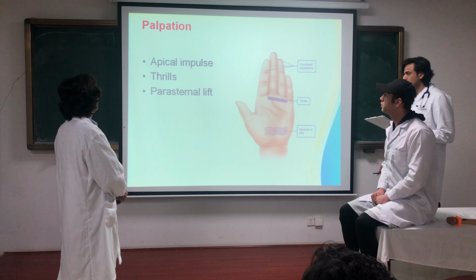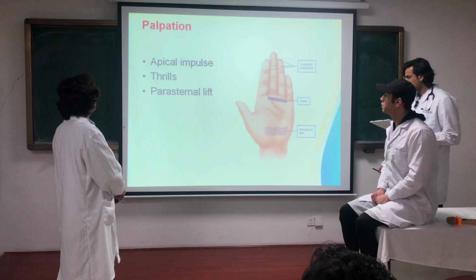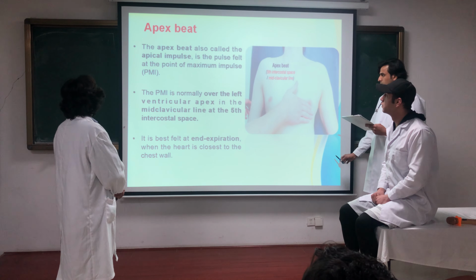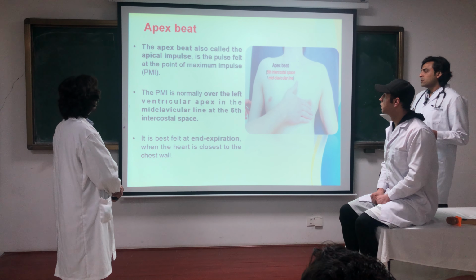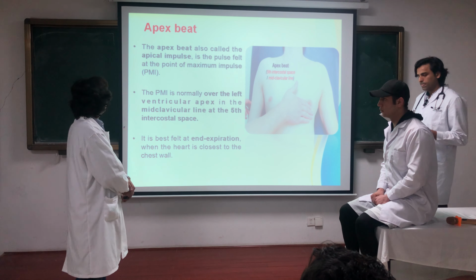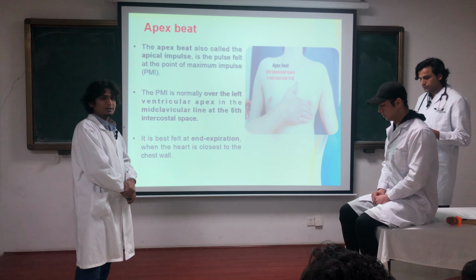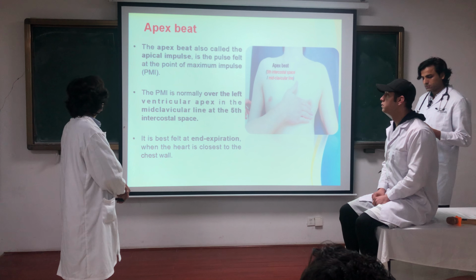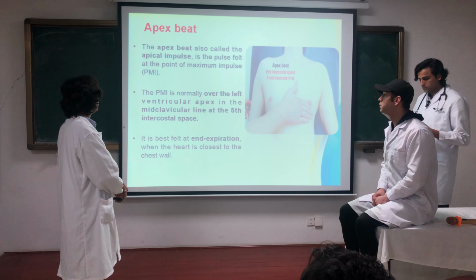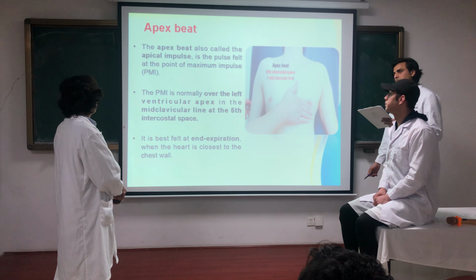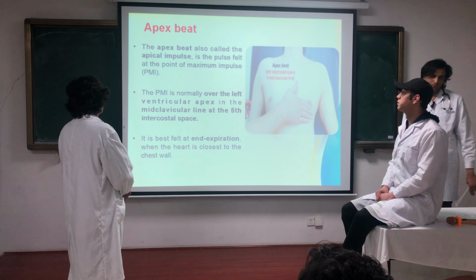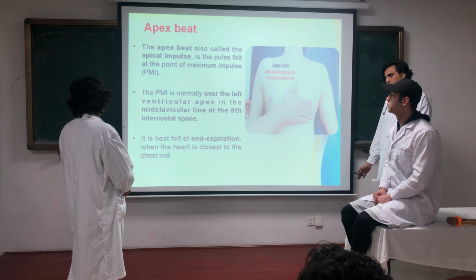For palpation: apical impulse, thrills, and apex beat. The apex beat, also called the apical impulse, is the pulse felt at the point of maximum impulse. The PMI is normally over the left ventricular apex in the midclavicular line at the fifth intercostal space.